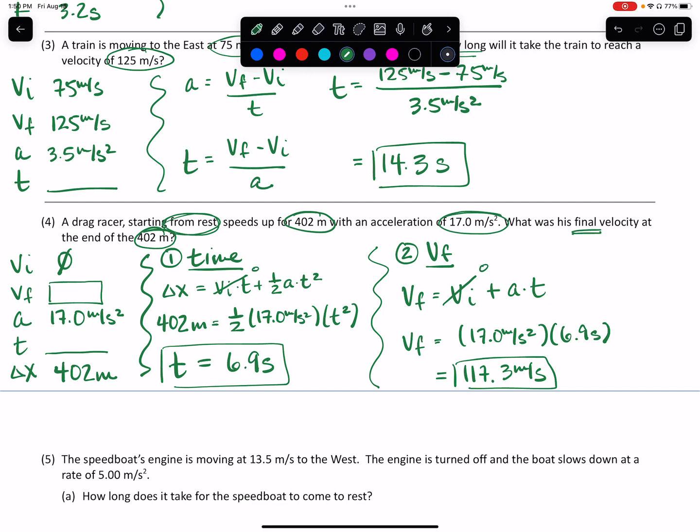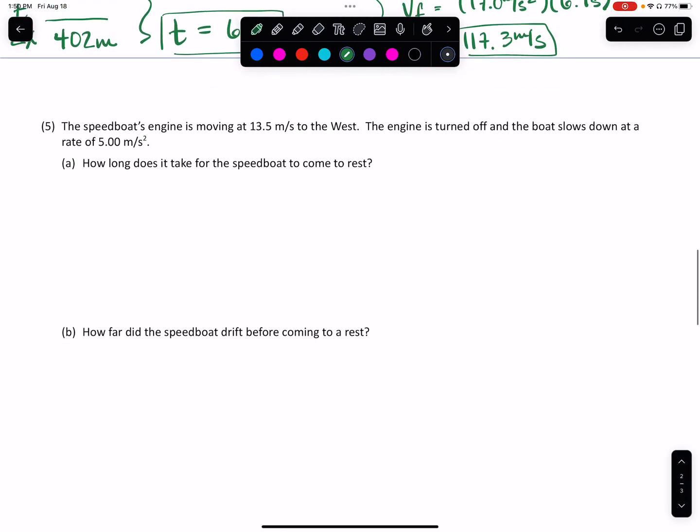So if you're missing a second variable, you may have to find one first before you can answer the question. All right, now for our last problem, we're going to look at a speedboat. The speedboat is moving at 13.5 meters per second to the west. The engine is then turned off, and the boat slows down at a rate of 5 meters per second squared.